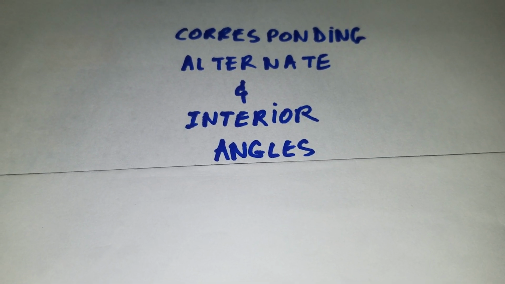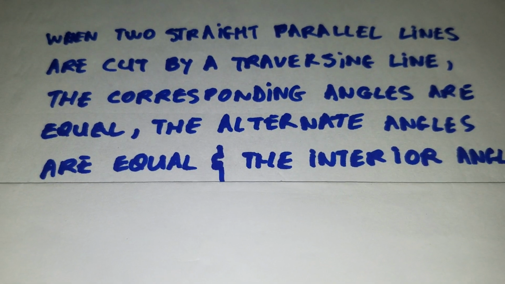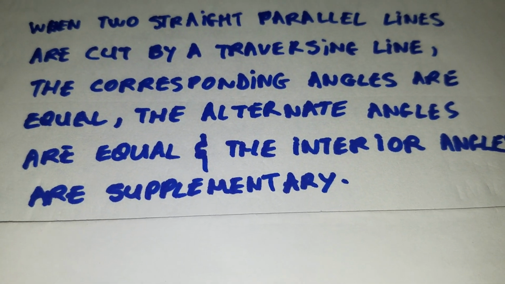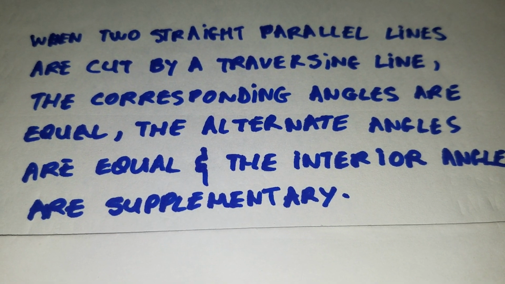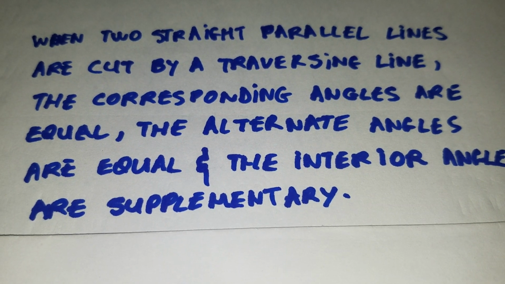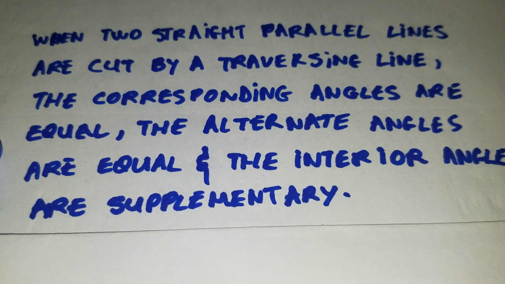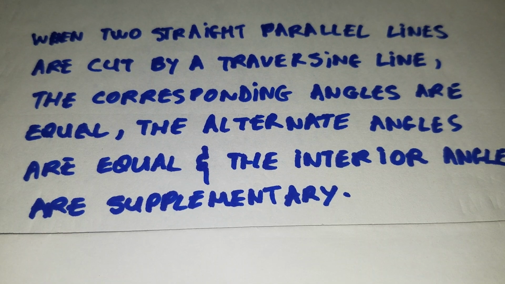Now, first of all, here are the notes for you. When two parallel straight lines are cut by a traversing line, the corresponding angles are equal, the alternate angles are equal, and the interior angles are supplementary.